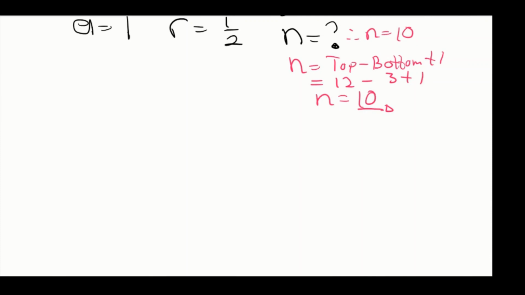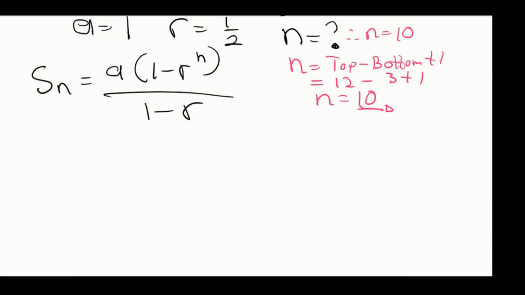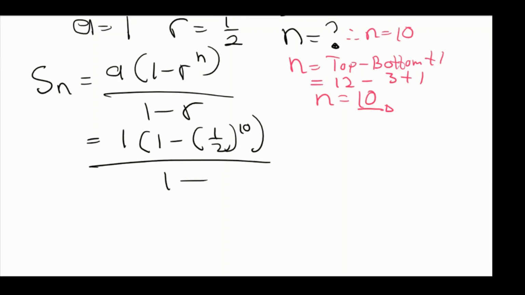Now the formula for a geometric sum is Sn equals a into 1 minus r to the power n, divided by 1 minus r. So our a value is 1, into 1 minus our r, which is 1 over 2, to the power of n, where n is 10 terms, divided by 1 minus 1 over 2. You punch your calculator and the solution should be 1.998.